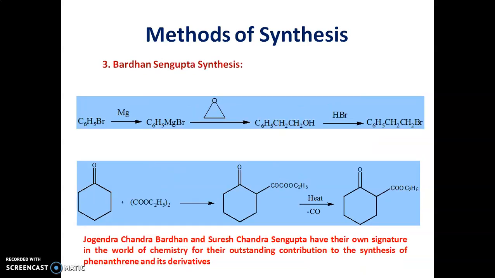The third method for synthesis of phenanthrene is Bardhan-Sengupta synthesis. Jogendra Chandra Bardhan and Suresh Chandra Sengupta have their own signatures in the world of chemistry for their outstanding contribution to the synthesis of phenanthrene and its derivative. In this synthesis, the starting materials are 2-phenylethyl bromide and ethyl cyclohexanone 2-carboxylate. These two are prepared as shown here.